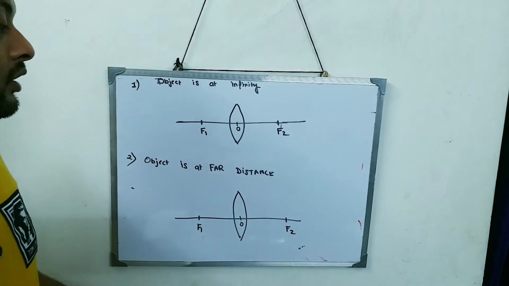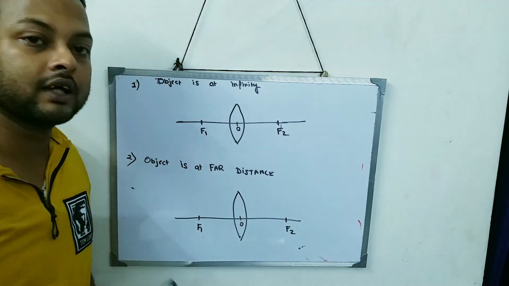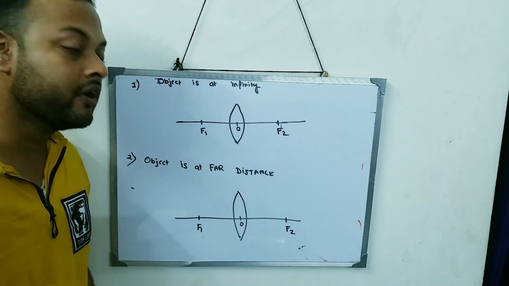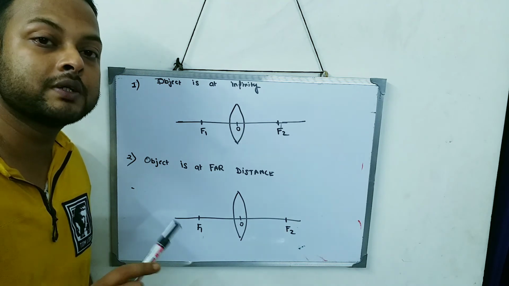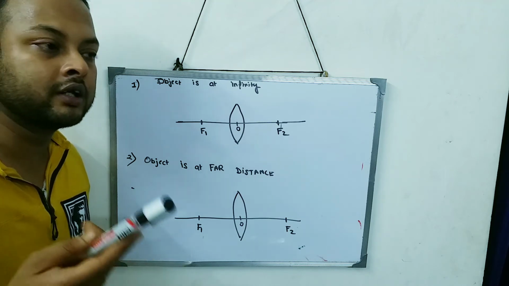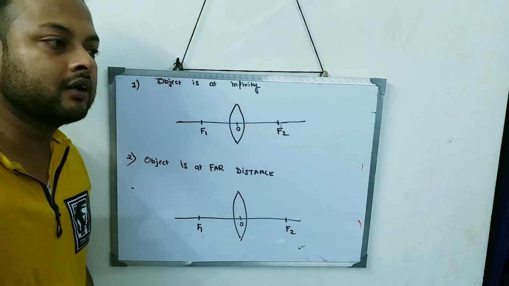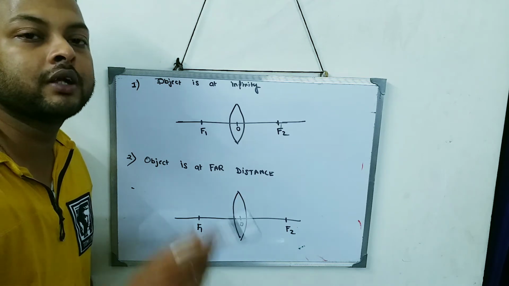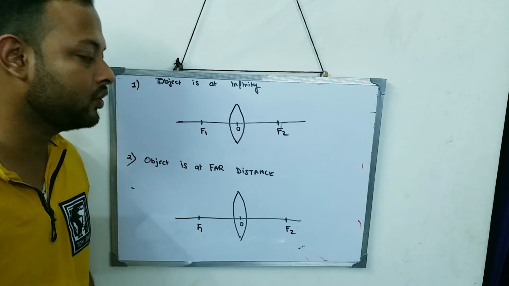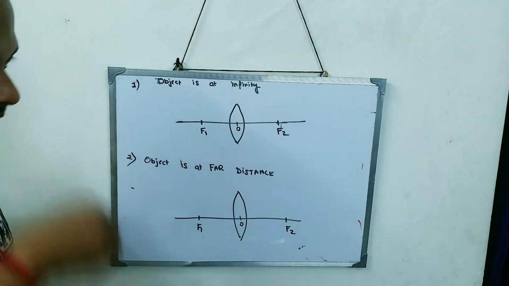Now, firstly, you have to understand this infinity and far distance are not the same thing. Infinity means it is coming from space, like the moon or the other planets or the sun. Far distance means it is coming from like 100-meter distance or 200-meter distance. So far distance and infinity are two different things. So let's take the first scenario.